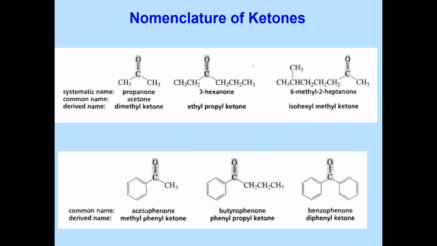You can see systematic names, common names and derived names for some ketones. Propanone is the systematic name, common name acetone, derived name dimethylketone. 3-hexanone has the derived name ethylpropylketone. Common name acetophenone, derived name methylphenylketone, and so on.